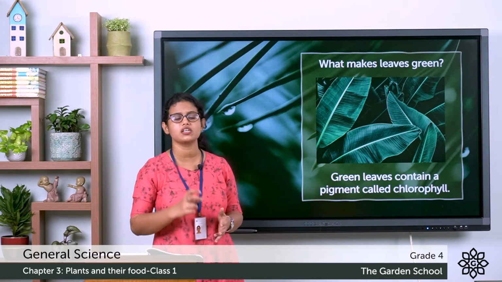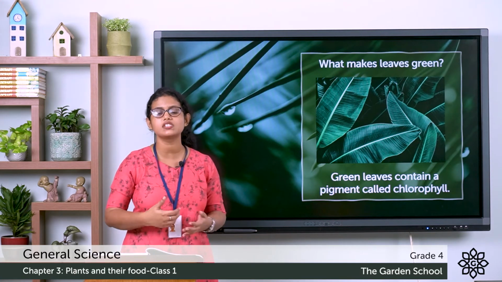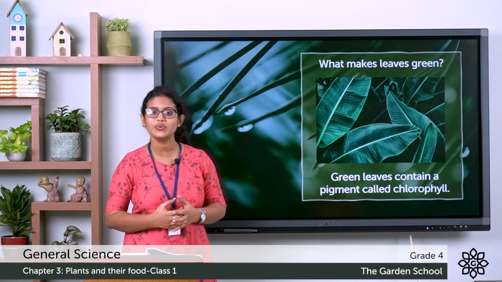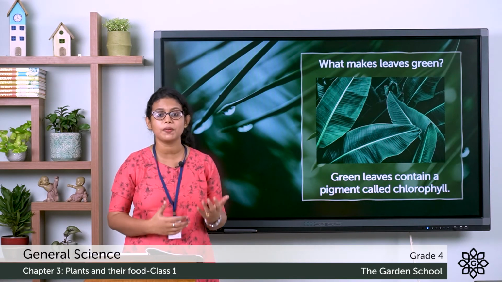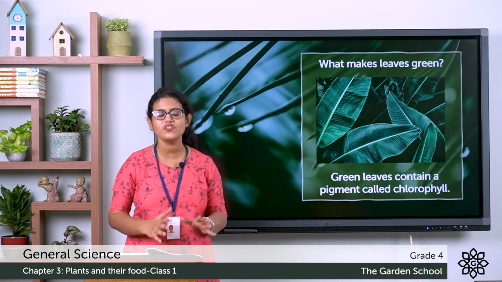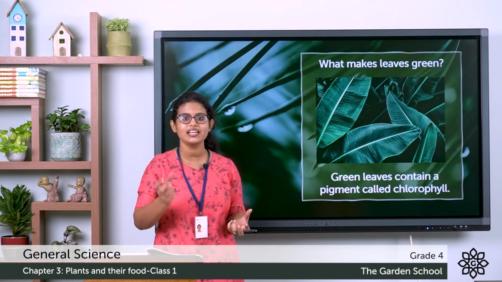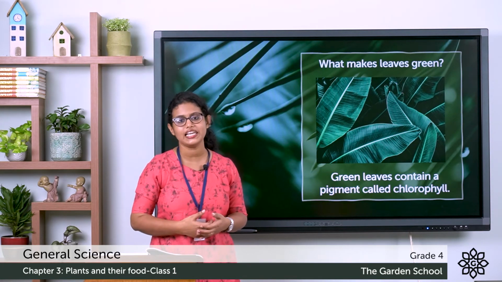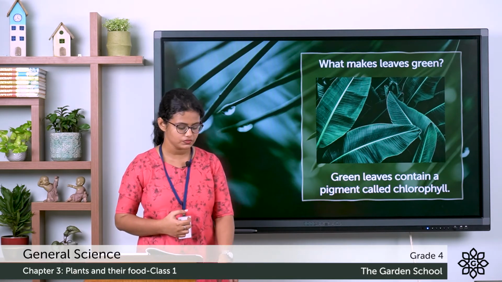The green pigment that is present in the leaves makes the leaves appear green. And where do these plants make their food? They make their food in their leaves. And they prepare the food with the help of chlorophyll. Understood? So what makes leaves green? That is because of the green pigment that is present in the leaves. That makes the leaves appear green.